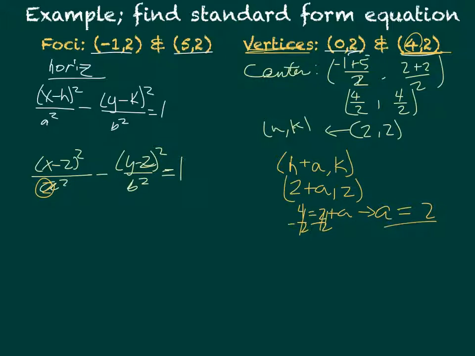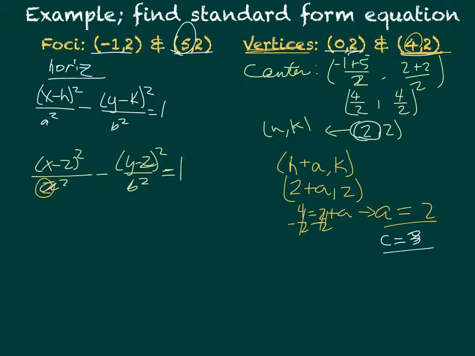And finally, to find b, I need to find c first. Well, c is the same thing as that with the focus points. So the distance from my center point to one of these focus points. So from 2 to 5, that's a difference of 3. So c is equal to 3.